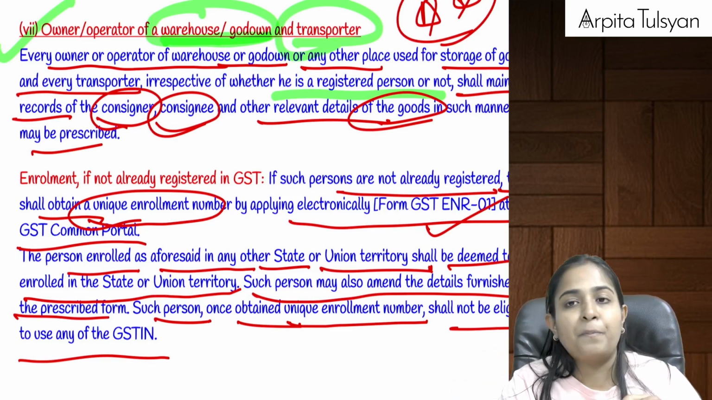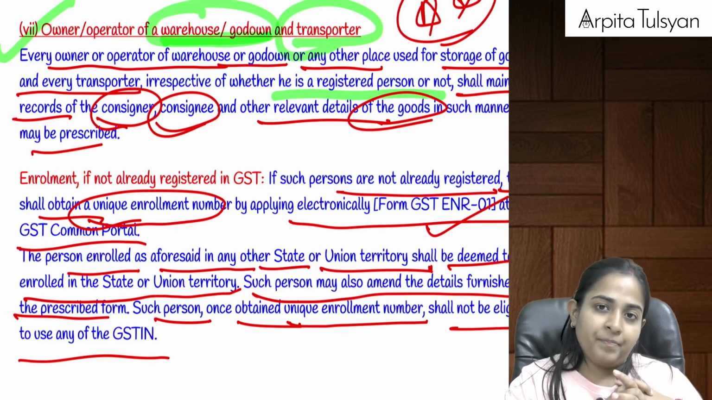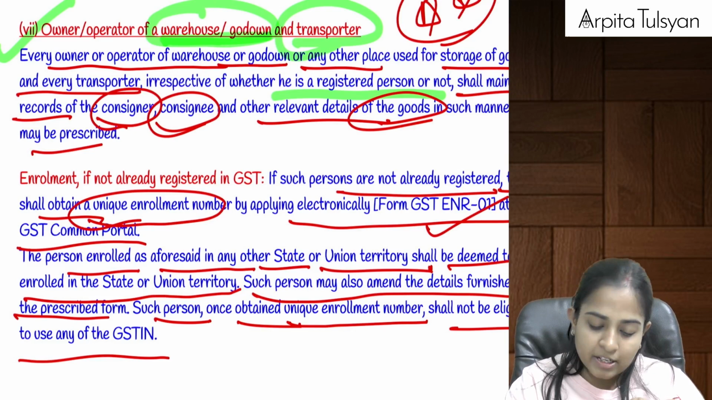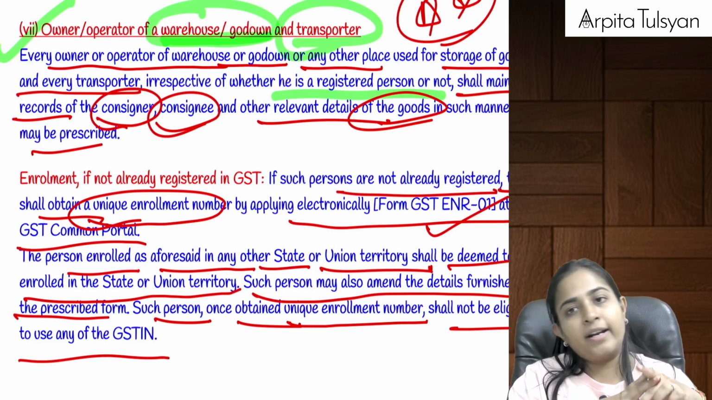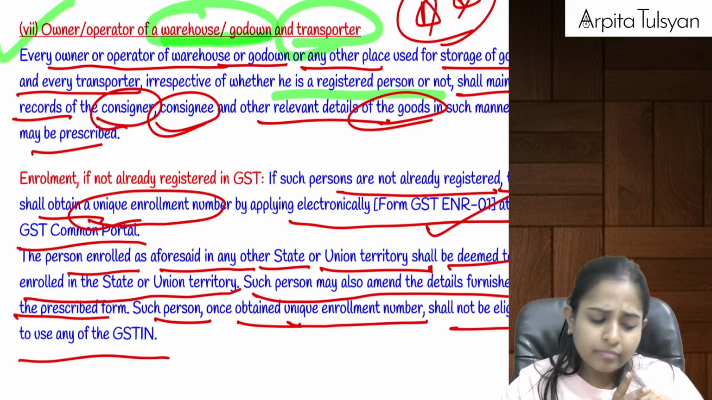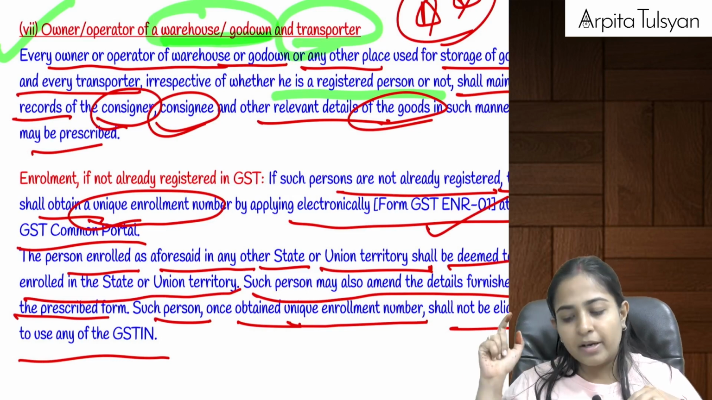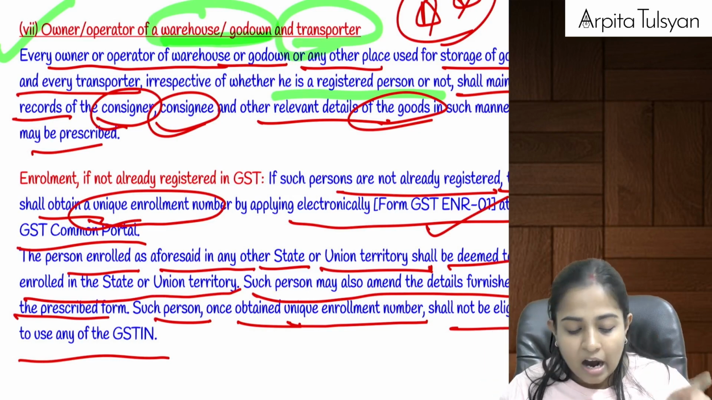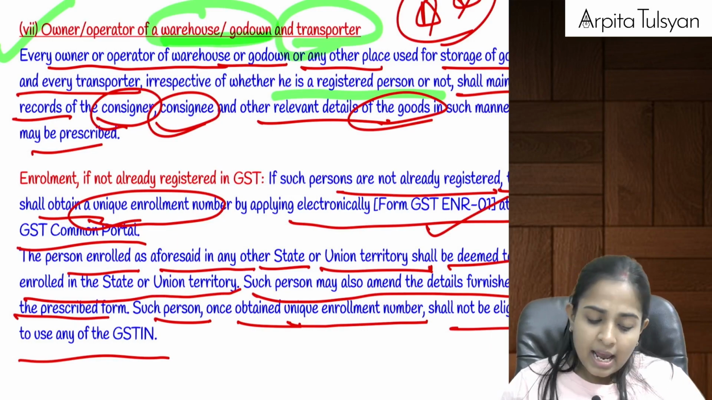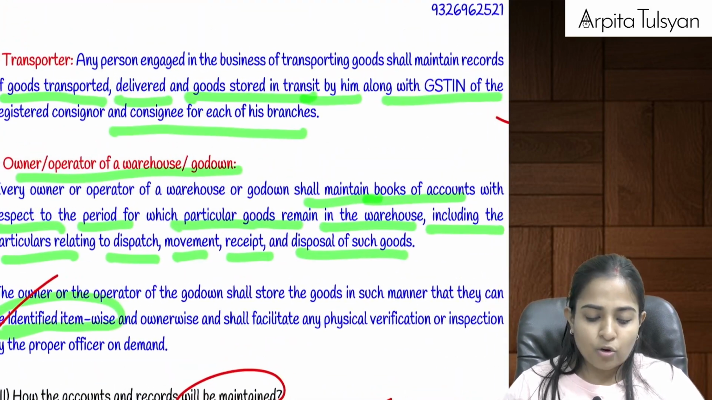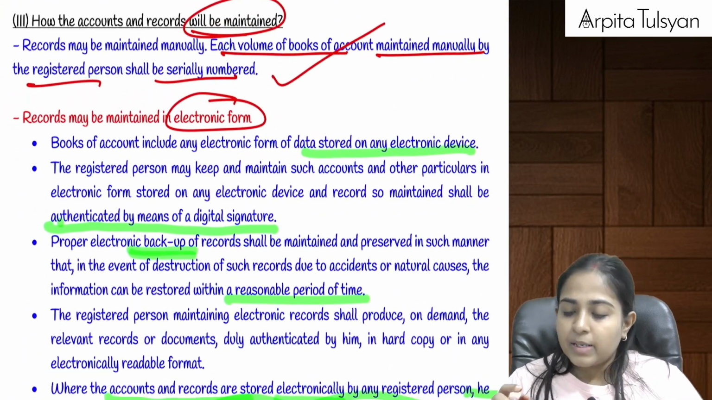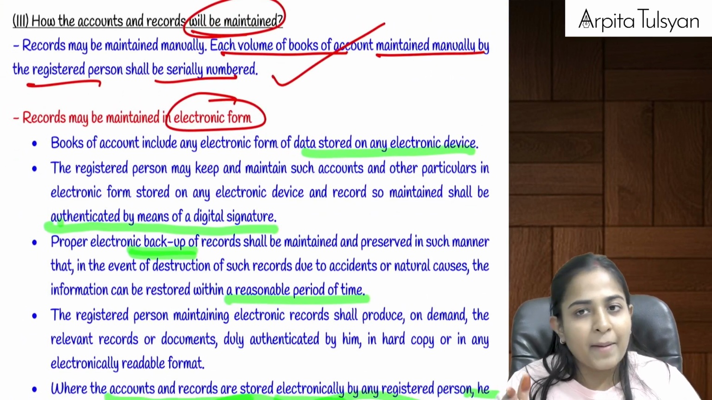If these persons are unregistered, both your godown or warehouse owner or operator and the transporter, then they have to obtain a unique enrollment number, which can be obtained in form GST ENR-01 on the GST portal, and they will have to furnish all the details. Now, next one is how are we supposed to maintain it? This can be maintained manually also, and it can be maintained in electronic form also.